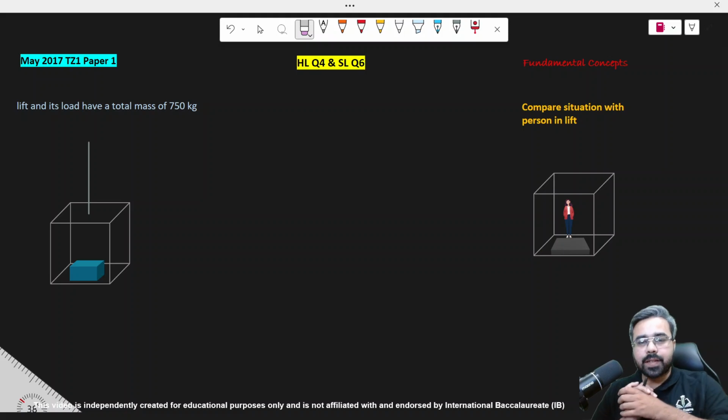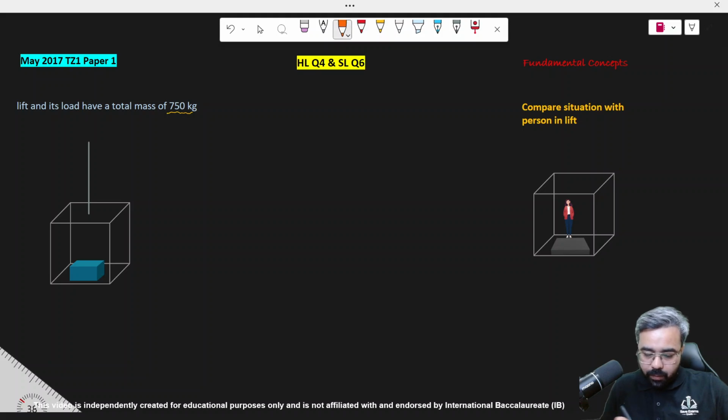This question discusses the application of Newton's second law, which is always applied to the accelerating system. You can see here an elevator, or lift, that carries a load, and their combined mass is 750 kg. What we need to calculate in this question is the force of tension in a cable. So the tension in a cable is in this direction.